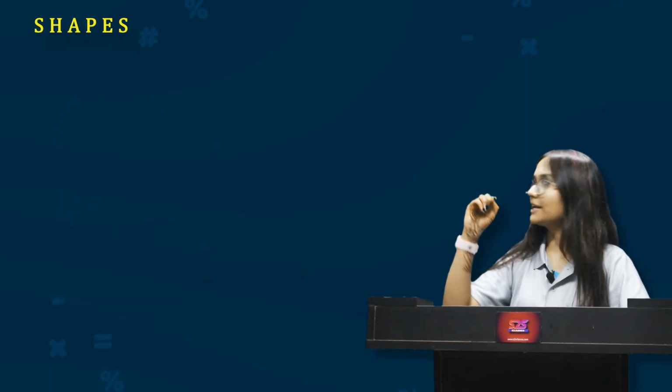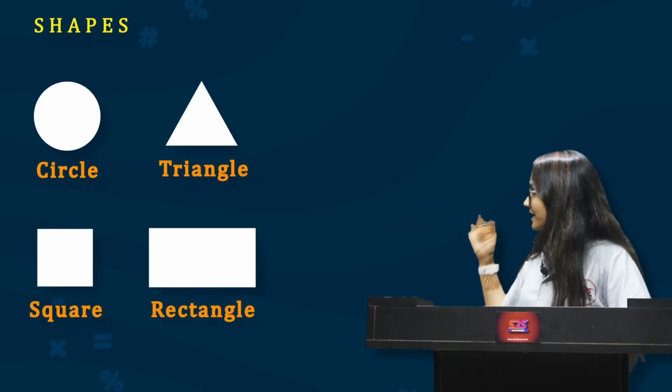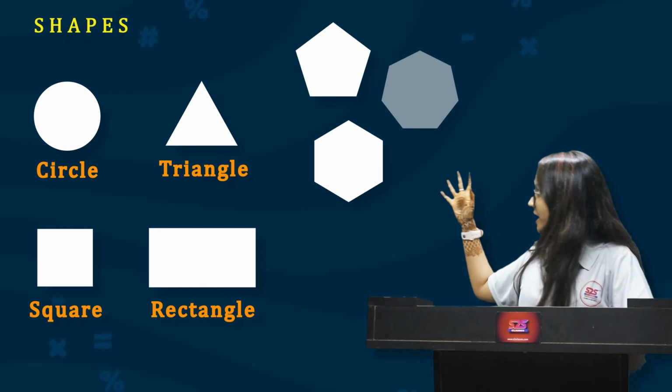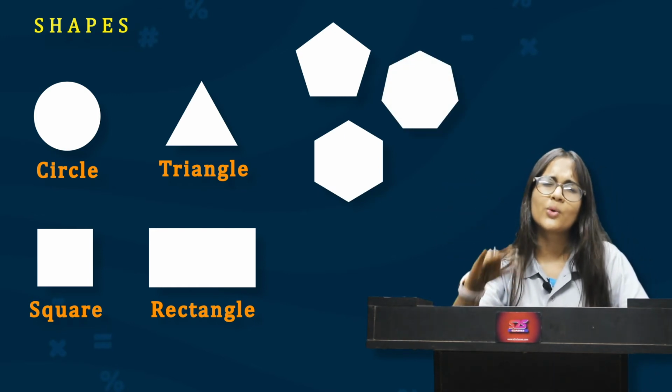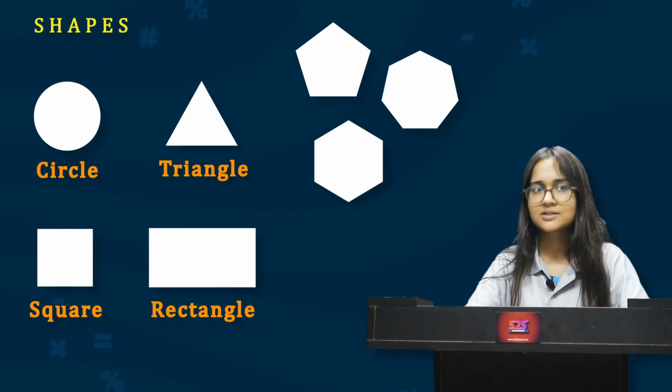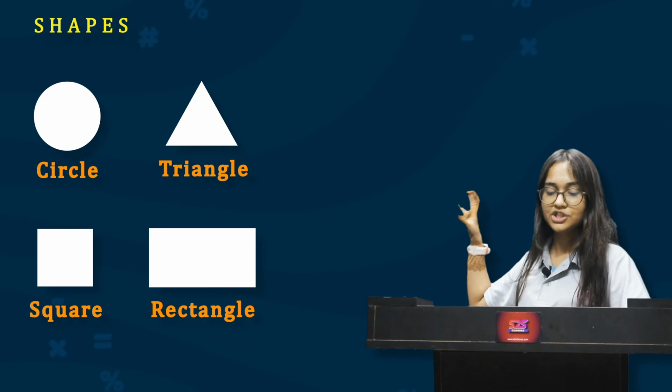So we have circle, we have triangle, we have square, we have rectangle, and we have many other shapes you are seeing here, and the names will be told to you when you grow a little older and go into higher classes. So for now you need to look at these shapes and just recognize the different shapes.